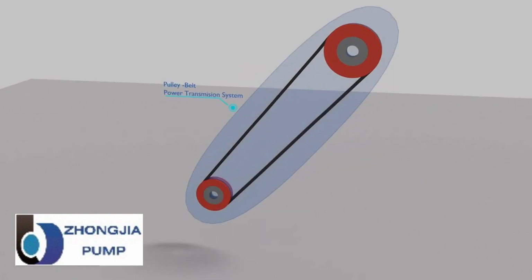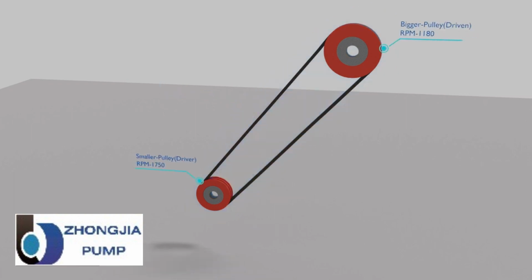In the belt and pulley power transmission system, belts are used to transmit power from one shaft to another by means of pulleys, which rotate at the same speed or at different speeds. Here belt and pulley power transmission is used to rotate the impeller at a lower speed than the motor. To make the impeller speed less than the motor speed, the driven pulley should be bigger than the driver pulley.